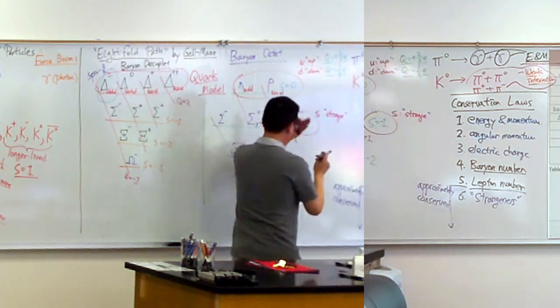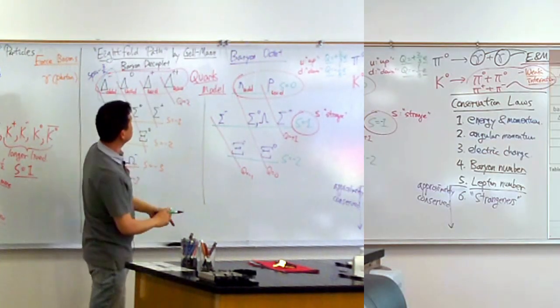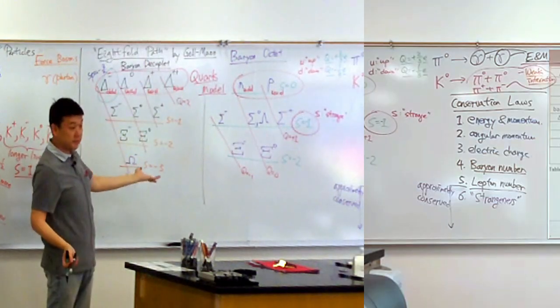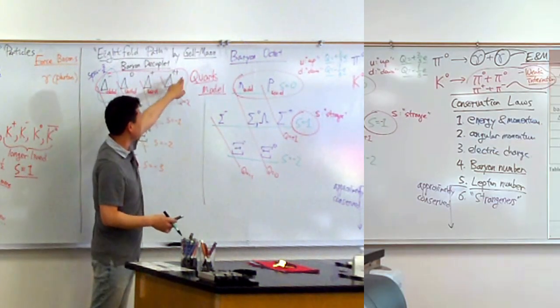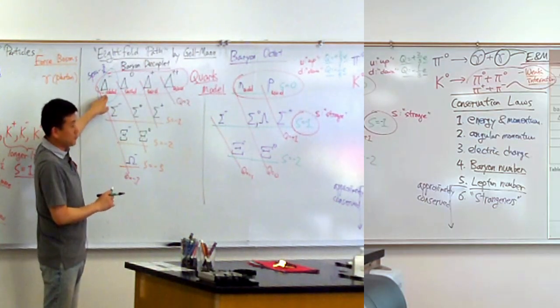And once you have that, then all the other patterns fit. It explains why there's delta double plus, but no delta double minus. Because if you add 3 of the up quarks, then you get plus 2 E. But when you add 3 of the down quarks, you don't get plus 2 E.